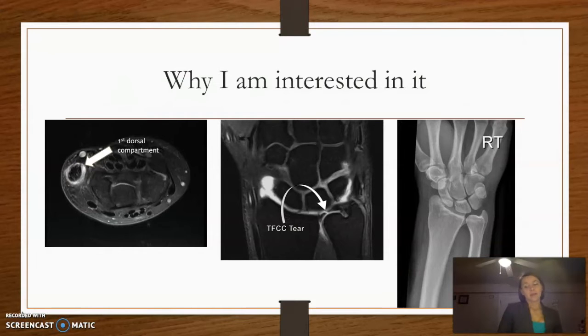I'm interested in it because back when I was first learning to play my instrument in middle and high school, I had a lot of wrist injuries and wrist pain. In my right hand, I broke my trapezius bone, which is right here. It's right under your thumb.